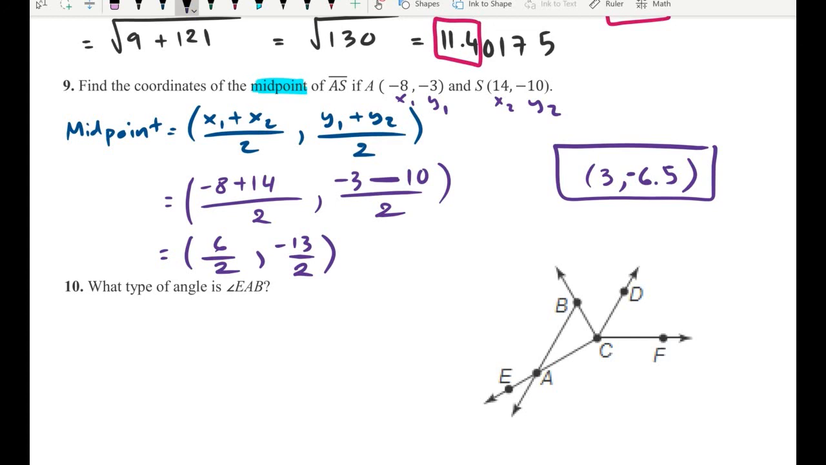Alright, last one for this video, problem 10. What type of angle is angle EAB? You go from E, go to A, and go to B. What type of angle is this? A right angle, acute, obtuse? Okay, it's quite clear that this is not a right angle, because a right angle should look about this much. This is more than 90 degrees. It's going to be an obtuse angle.